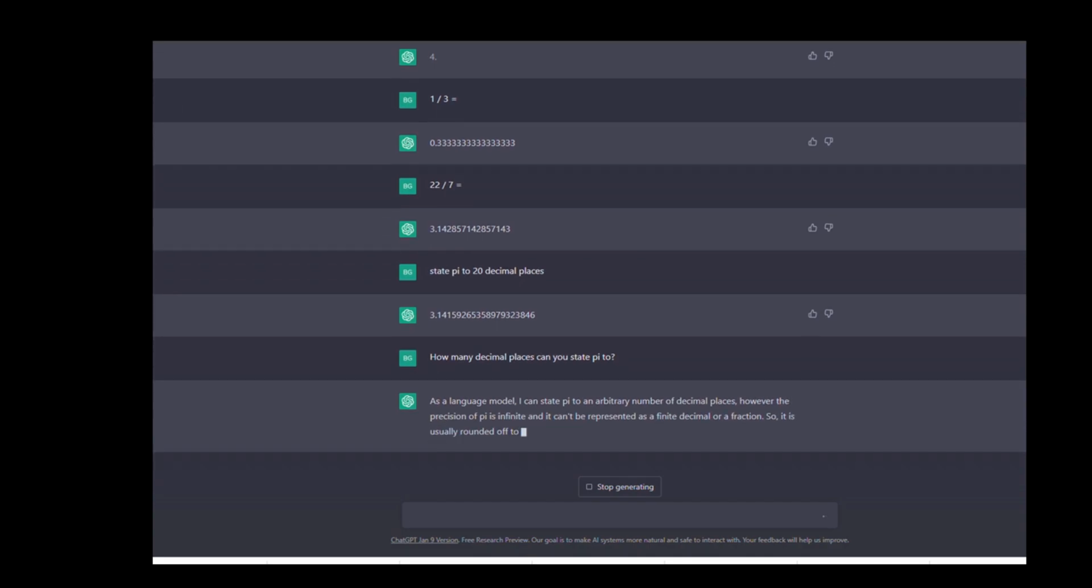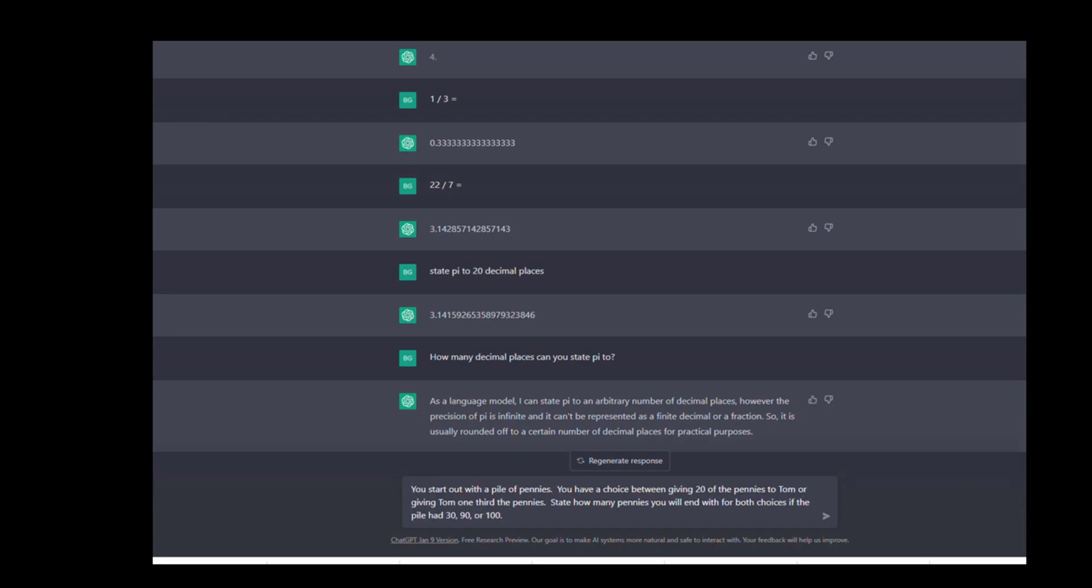How many decimal places can you state pi to? As a language model, I can state pi to an arbitrary number of decimal places. However, the precision of pi is infinite and it can't be represented as a finite decimal or a fraction. So, it is usually rounded off to a certain number of decimal places for practical purposes.